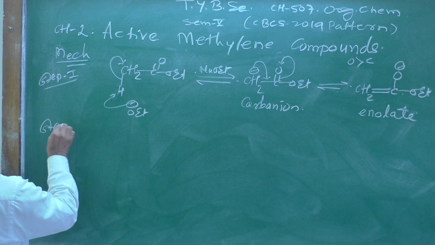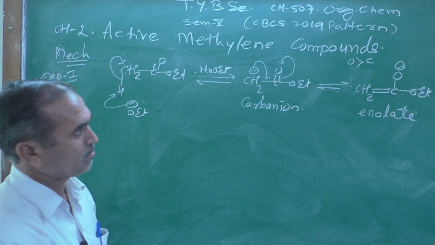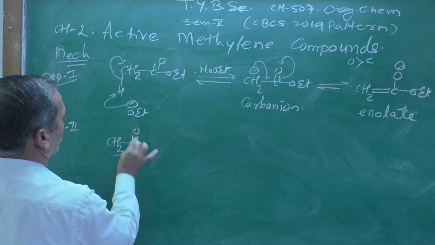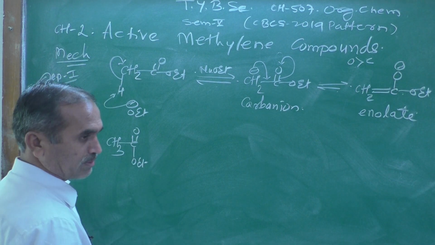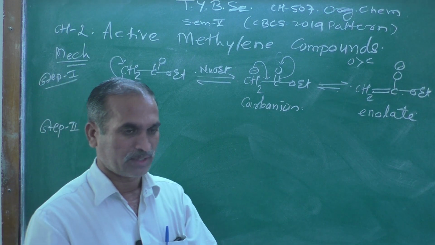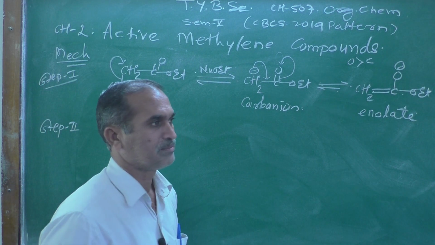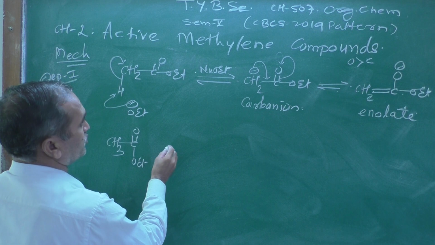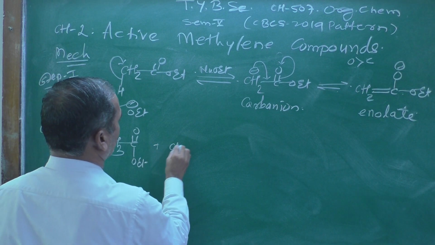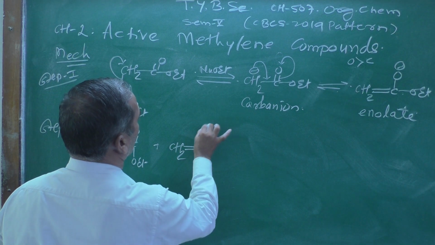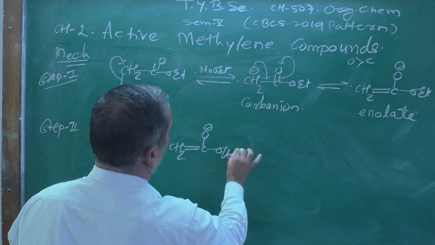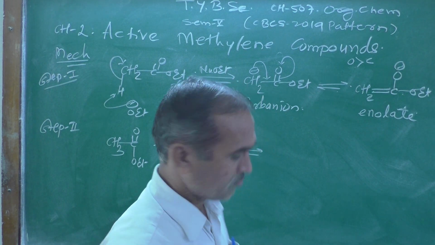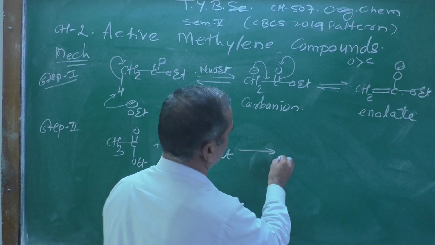Now let us look at step number two. What is happening in step number two? Here is a second molecule of ethyl acetate, C=O. I am showing it this way so that the mechanism can be shown with systematic arrow pushing. Here is CH2=C(O⁻)OEt, the species which we are representing here.